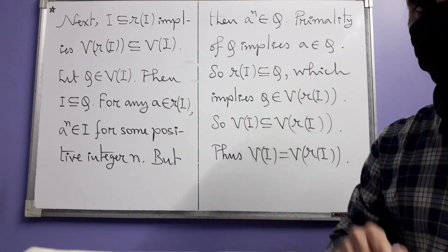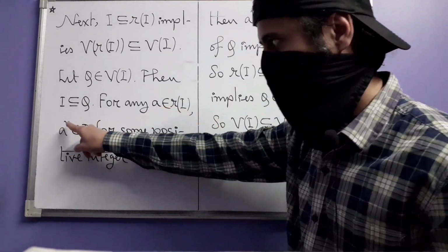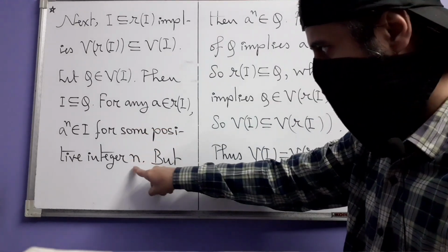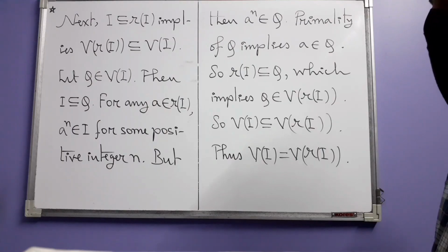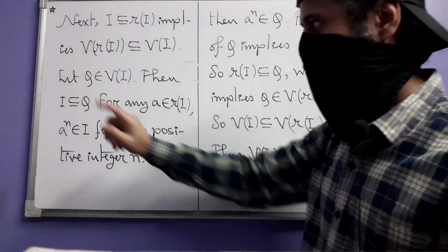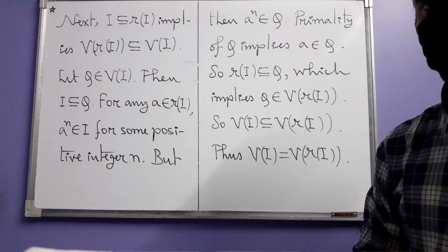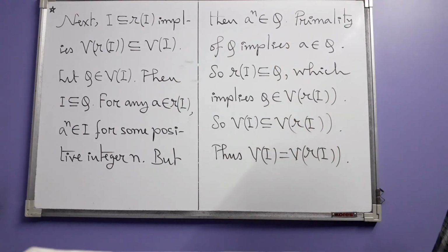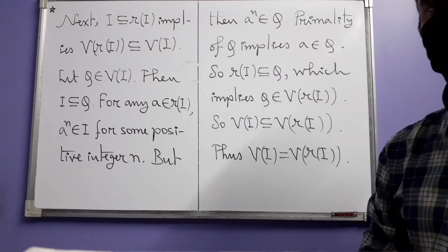You recall the definition of radical. This just means that some positive integral power of A belongs to I, where the exponent n is some positive integer. But because I is a subset of Q, A to the power n will belong to Q as well. Now you use the fact that Q is a prime ideal. Because A to the power n belongs to Q, primality implies that A has to belong to Q.